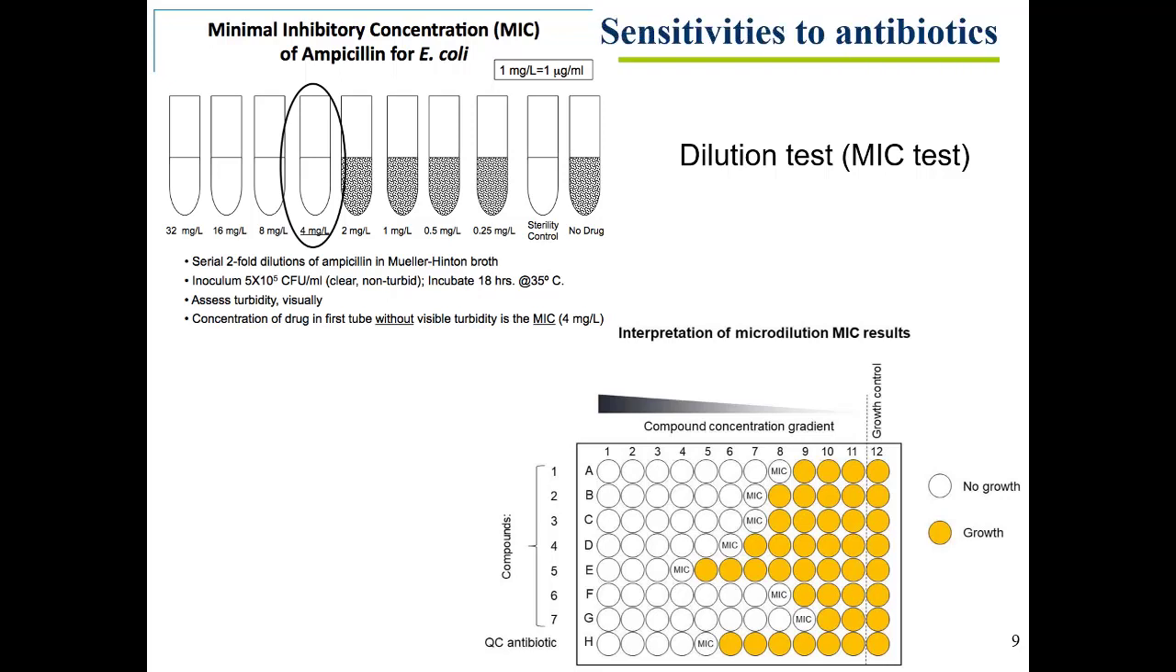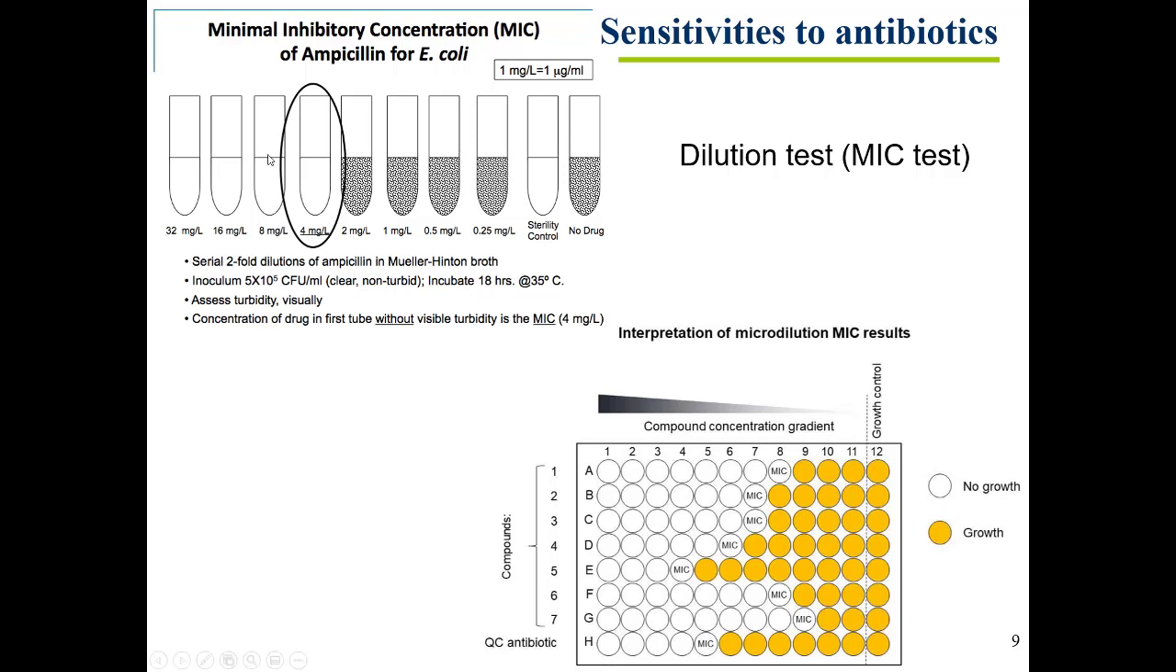So here would be one of the tests that would typically be done. This is a test for antibiotic susceptibility on a bacterium. These are two pictures that illustrate what is called the MIC, which stands for Minimal Inhibitory Concentration, also called the dilution test. So let me take you through this.